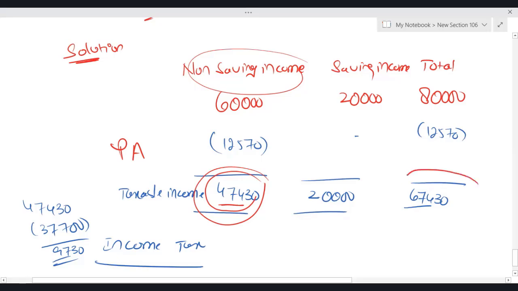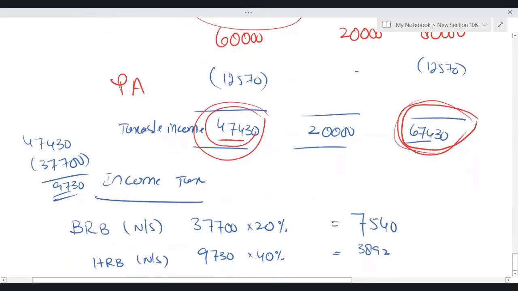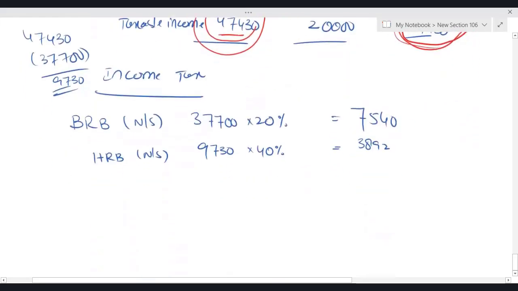The circle which I am making, if it does not look like circle, please take it as a circle. Look at this, 67,430. Check in the column of the total taxable income. If the total taxable income is more than 37,700 and less than 1,25,140, then this individual is a higher rate taxpayer. And whoever is a higher rate taxpayer gets nil rate band of 500. And in this question, this individual gets nil rate band of 500.